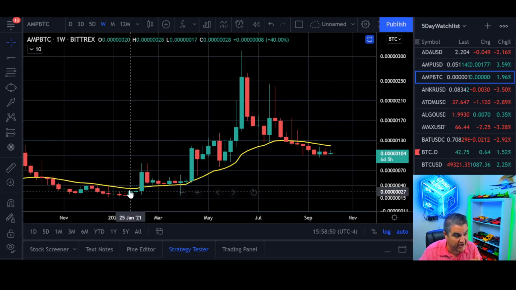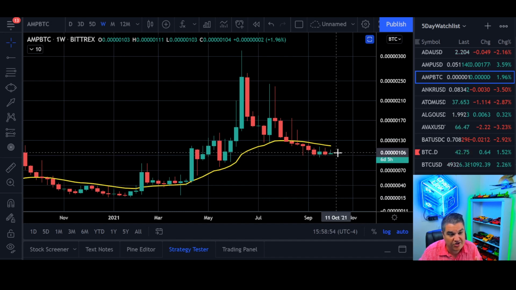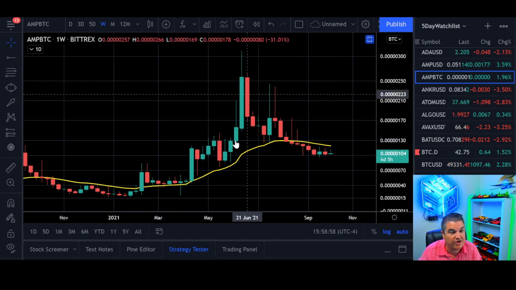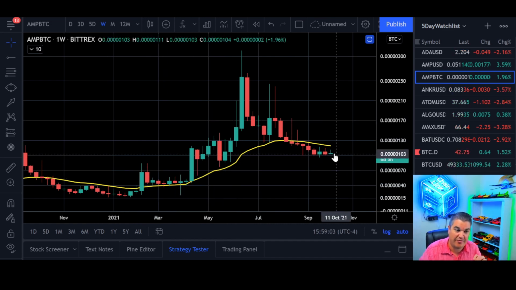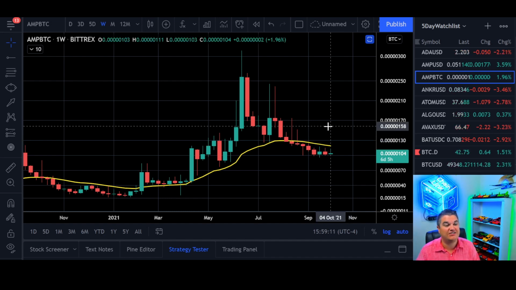So hopefully we're somewhere in this move with AMP, and in the not so distant future, throughout October, maybe even November, we get back above it, and then we can make a bigger move. So promising from AMP, but we need to get moving to the upside and hold the 21 day, the 21 week, and then we can talk about bigger moves. So that is AMP in a nutshell today.